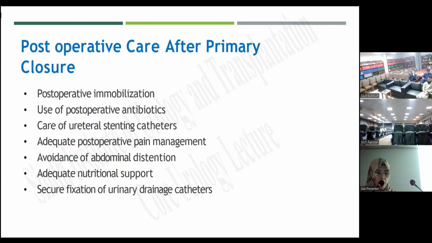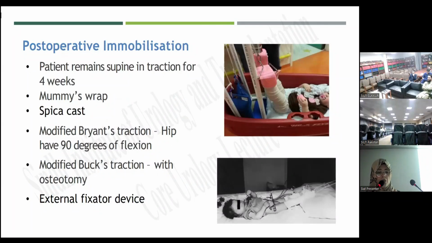Post-operative care after primary closure includes post-operative immobilization, use of post-operative antibiotics, care of ureteral stenting catheters, adequate post-operative pain management, avoidance of abdominal distension, adequate nutritional support, and secure fixation of the urinary drainage catheters. Post-operative immobilization can be achieved by different techniques, and the patient remains supine in traction for 4 weeks. It can be done by the mummy wrap, spica cast, modified Bryant's traction, in which the hips are flexed at 90 degrees, modified Buck's traction with osteotomy, and by external fixator devices.